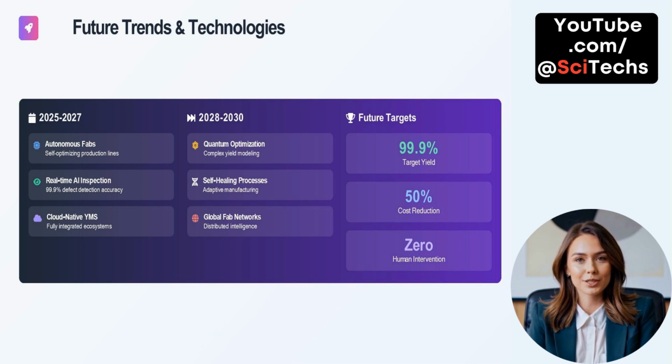From 2025 to 2027, the semiconductor industry is projected to adopt several breakthrough innovations. Autonomous fabs will become a reality, featuring self-optimizing production lines that dynamically adjust to process conditions, minimizing downtime and boosting efficiency. Real-time AI inspection systems will achieve defect detection accuracies as high as 99.9%, drastically reducing scrap and improving product quality. At the same time, cloud-native YMS, or yield management systems, will be fully integrated into fab operations, enabling seamless data sharing and ecosystem-wide collaboration.